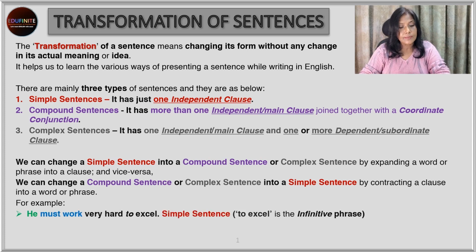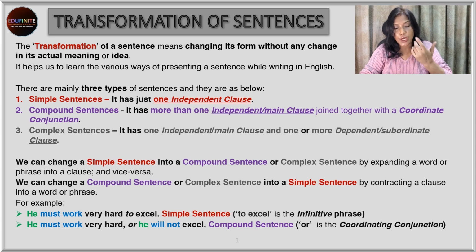For example, he must work very hard to excel. So over here, this is a simple sentence. To excel is the infinitive phrase, because here the verb in the simple form or in the first form has to before it, and so that's the infinitive phrase.